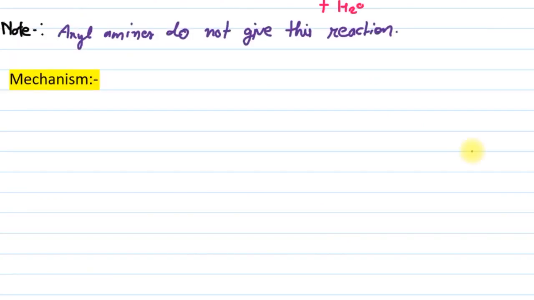Let us consider the mechanism of the Mannich reaction. There are two types of mechanism: first, acid catalyzed, and second, base catalyzed. So first we will discuss the acid catalyzed mechanism of the Mannich reaction.